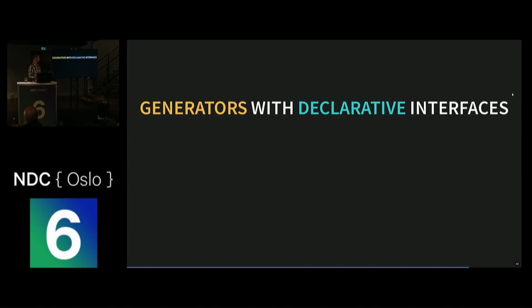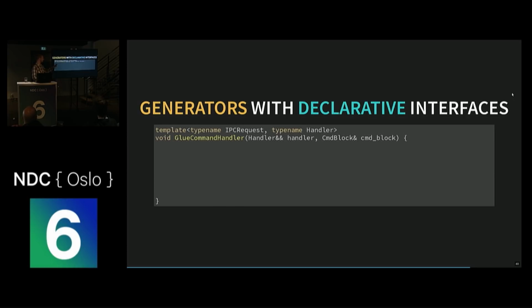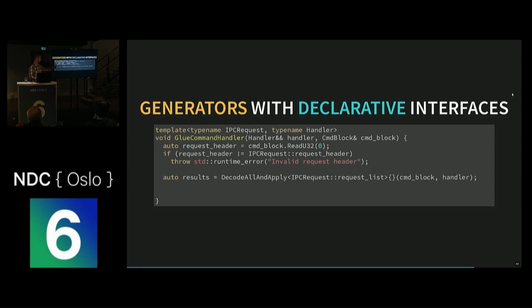You can see that this is not too different in terms of the generators, though. In the generators, we get a slightly different signature. We now need to explicitly specify the IPC request. And we obviously don't use any function traits anymore. But we can actually conveniently verify the request header, because we can basically statically build the request header as part of the structure. And then we have a similar decode all and apply function.